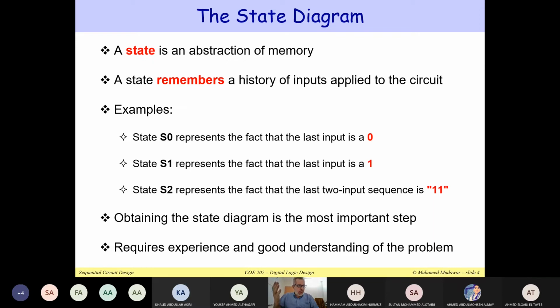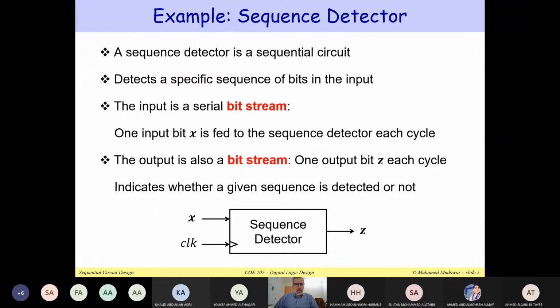For example, I can say that state S0 means that the last input is 0. We did not receive the 1, for example. S1 means the fact that we have seen the last input was a 1. S2, for example, means that the last 2 input sequence is 1, 1. So we have seen a sequence of 2 1s. So for each state, we give a meaning to that state. This is very important when we are drawing the state diagram. Right. So let me give you an example now. I would like to show you an example about a sequence detector.